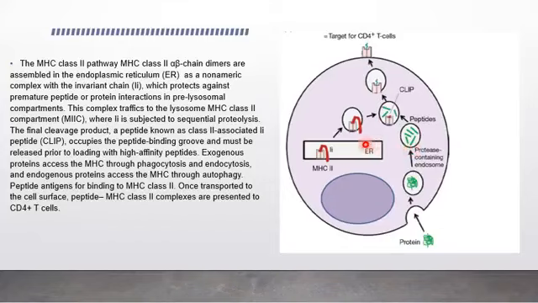And then we've got here the rough endoplasmic reticulum, which makes the MHC class 1. The MHC class 1 is assembled in the rough endoplasmic reticulum, and then the small peptide will bind to the groove of the MHC class 1 that is made in the Golgi apparatus.